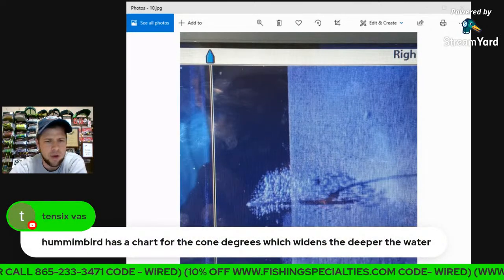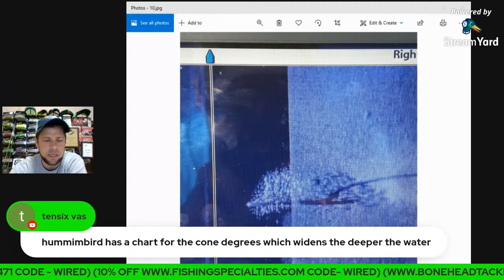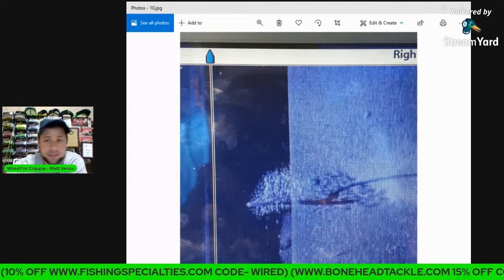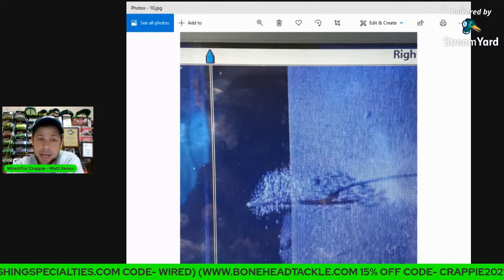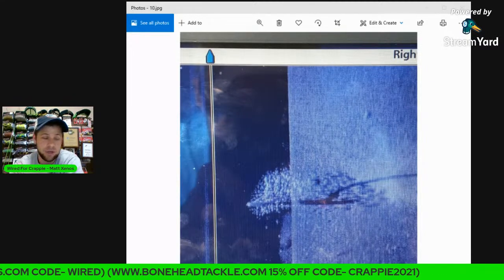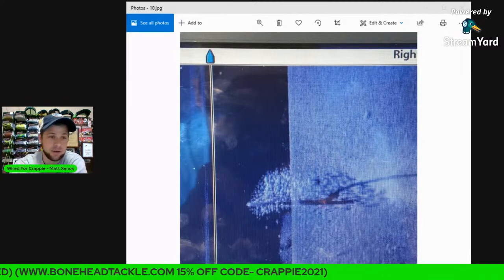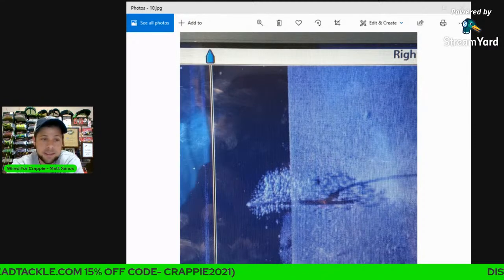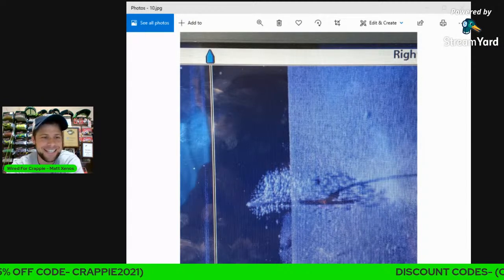Humminbird has a chart for the cone degree, which widens the deeper the water. So there you go. If Humminbird has a chart that's telling you depth of water and chart footage, you know I'm not telling you a story, guys.